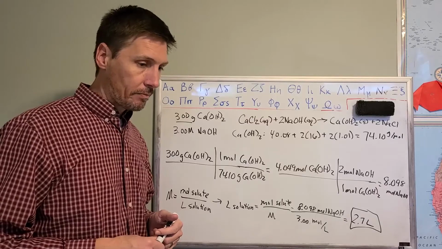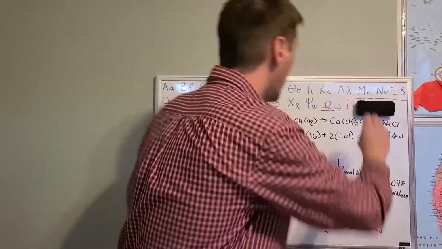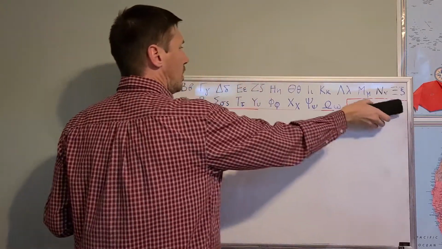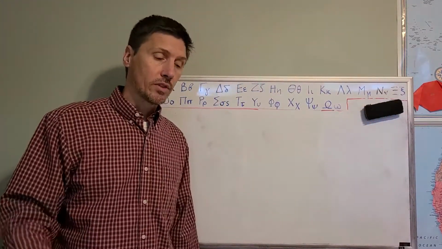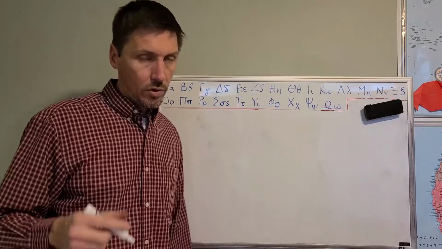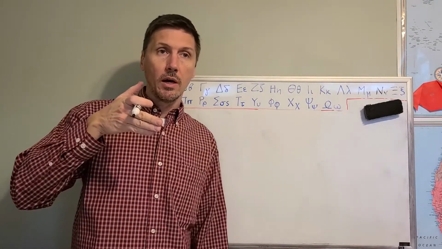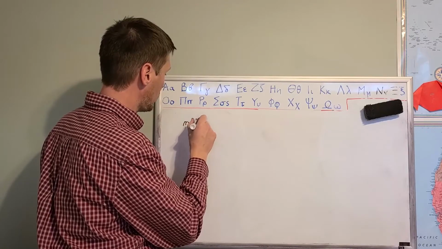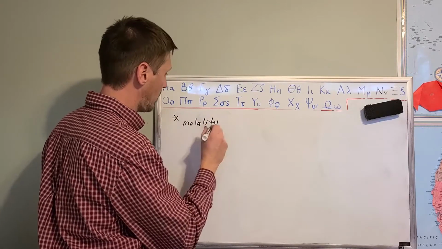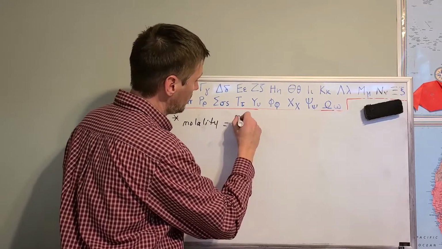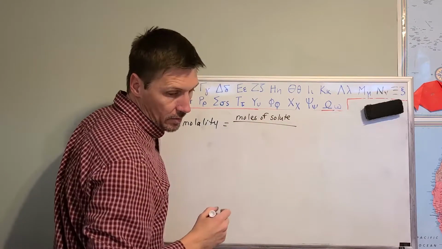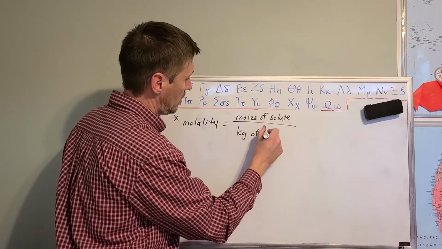All right? So let's go ahead and talk about one other topic. Let's talk about molality. Molality is another concentration unit that, whereas molarity relates the moles of solute to the liters of the solution, molality relates the moles of the solute to the mass, to the kilograms of the solvent. Okay, so this is the definition of molality. Molality is moles of solute divided by the kilograms of solvent.